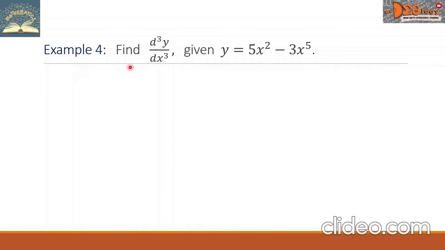Example 4. Find the third derivative. This is the notation. Given y equals 5x squared minus 3x raised to 5.